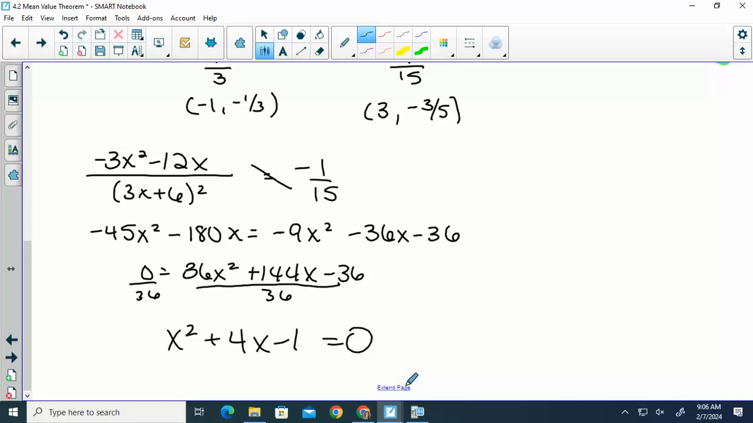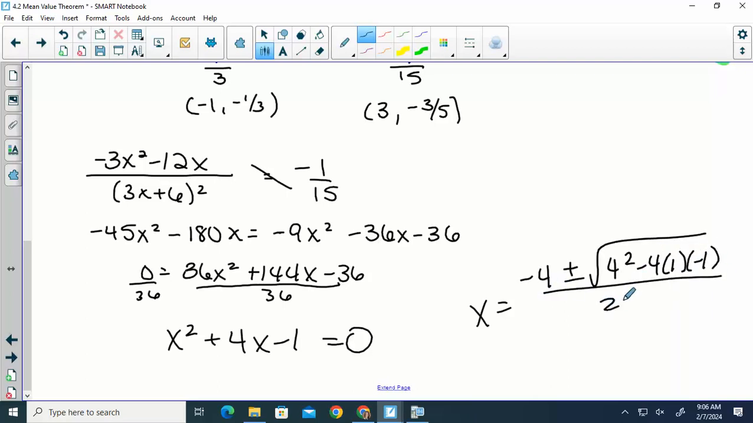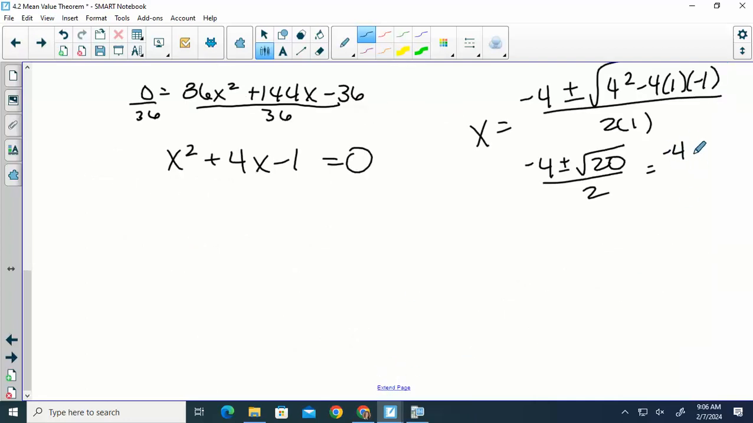Is that one we can factor easily? We would try. Is anything multiply negative 1 and add 4? No, so quadratic formula. Opposite of b plus or minus the square root b squared minus 4ac all over 2a. 16 plus 4 is 20. Okay, so we have to break down the square root of 20. So that would be 4 and 5. So 2 radical 5. So we get negative 2 plus and minus the square root of 5.